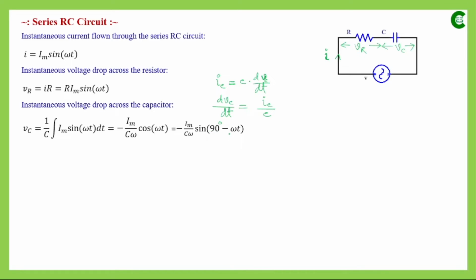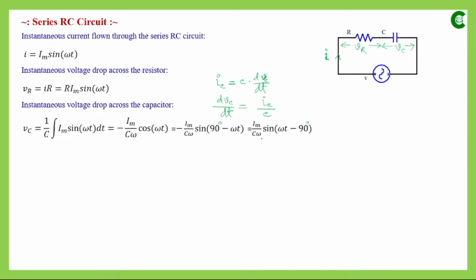But since in the general expression of the sinusoidal signal we have positive omega t, to match with that format we are using this relationship 90 degree minus omega t, so that when we take this negative sign inside, it will become minus 90 degree, and this minus omega t will become positive omega t. So this will become sine omega t minus 90 degree. So this is Im by omega c, or 1 by omega c, sine omega t minus 90 degree.